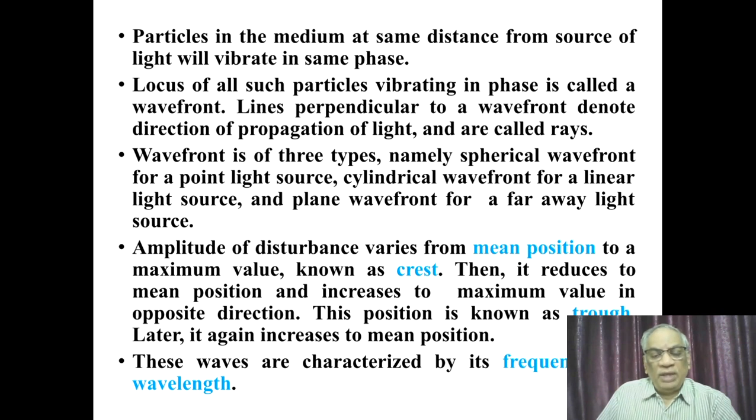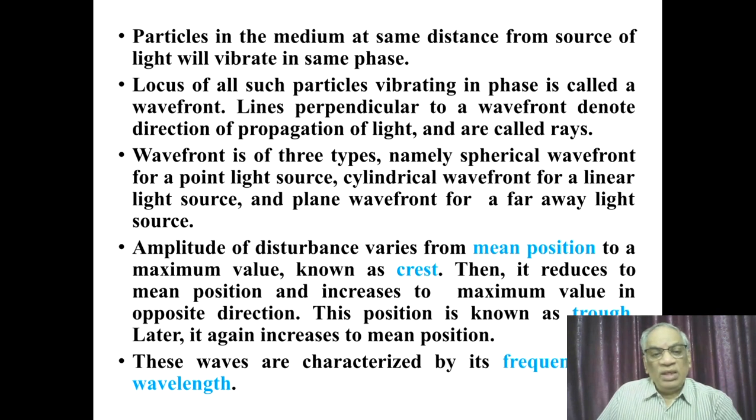Wavefront is of three types, depending on the source of light. In case of a point source, the light travels in all directions and the particles at the same distance from the source will be in phase. So the locus of all such particles in phase will form a sphere in three-dimensional space, and it is called a spherical wavefront. So spherical wavefront is one form.